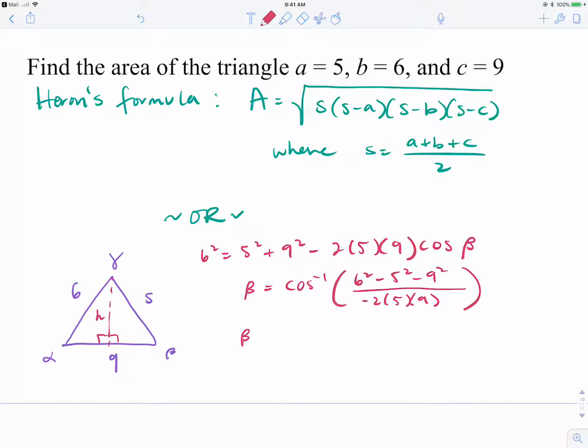I'm so sorry, my computer is about to die, so I don't want to lose this video. But you could solve for beta, and then you could use area equals 1/2 base times height once you have h is equal to, it would be 5 times sine of beta. Okay.